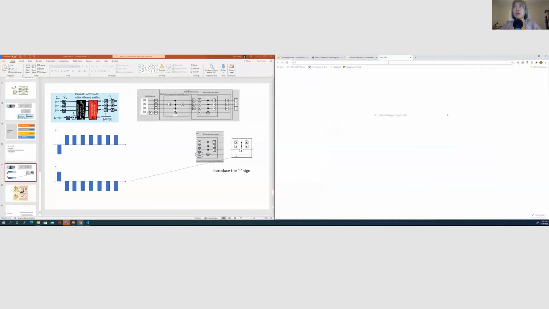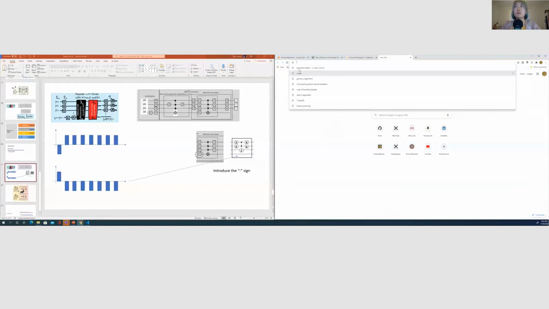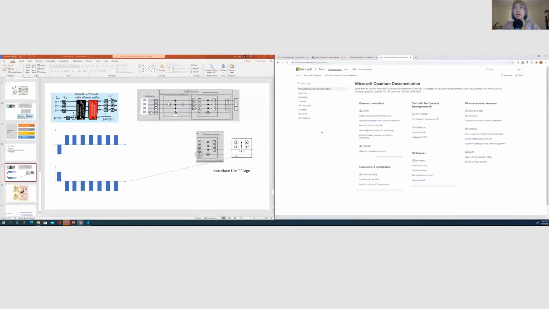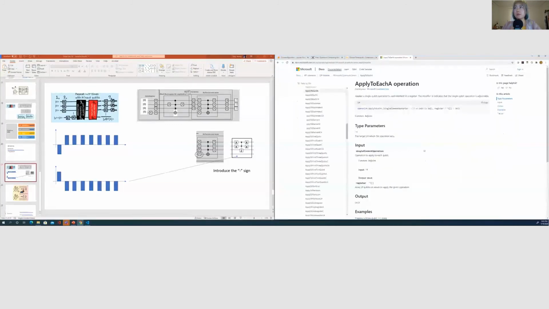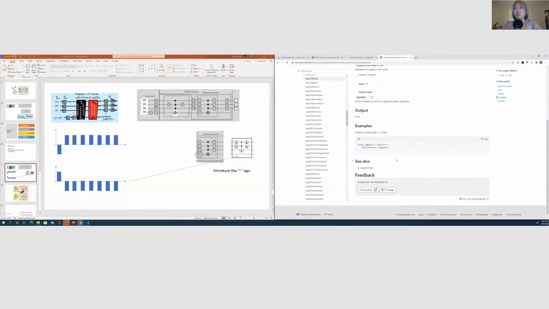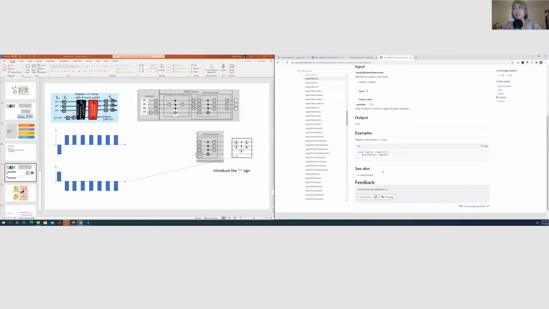And how do we find out what these all mean? We can go to the Microsoft Quantum documentation page. That's where you can find all the APIs about Q#. So if I search ApplyToEach, there are ApplyToEach without anything, ApplyToEachA, or ApplyToEachC. This is the one we're using, and you can read about what this operation does.